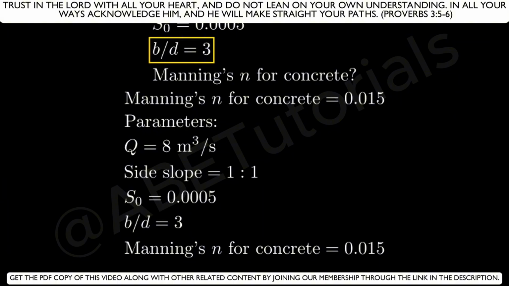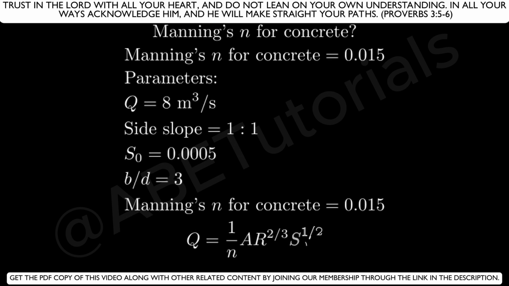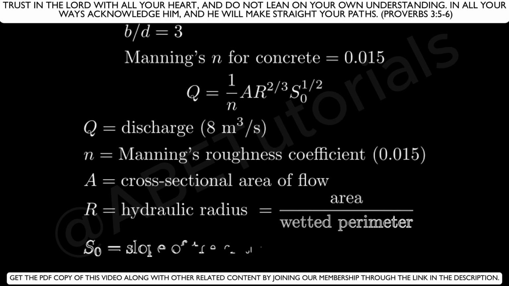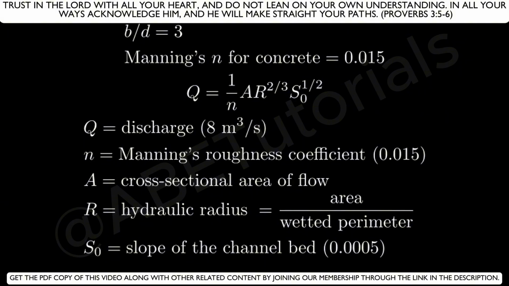To solve this problem, we'll use Manning's equation, which relates the discharge to the geometric and hydraulic properties of the channel. Manning's equation is Q equals 1 over n times A times R to the power of 2/3 times S to the power of 1/2, where Q is the discharge in cubic meters per second, n is Manning's roughness coefficient, A is the cross-sectional area of flow, R is the hydraulic radius, which is the ratio of the area to the wetted perimeter, and S is the slope of the channel bed.